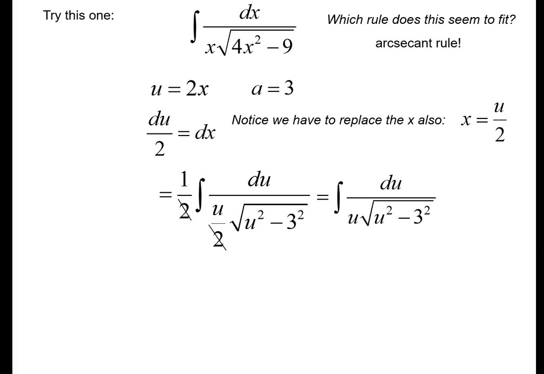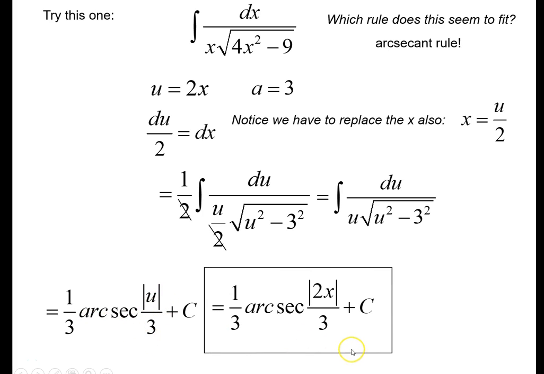Look back at your arcsecant formula. This is it. This is the format I need it to be in. So a lot of these problems is about taking the integrand, and if it looks like one of those 3 formats, you might have to do a u substitution and do a little algebra to get it into the exact format that you can work with. So we have 1/3, because remember a was 3, arcsecant of the absolute value of u over 3, and then just remember to replace u with the 2x that you substituted in the beginning.